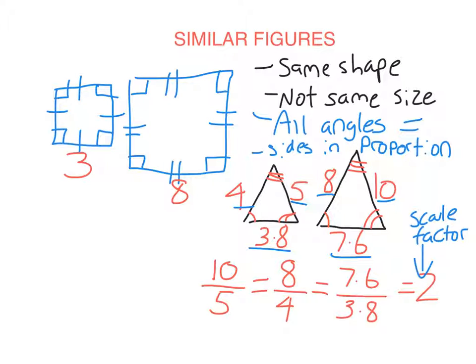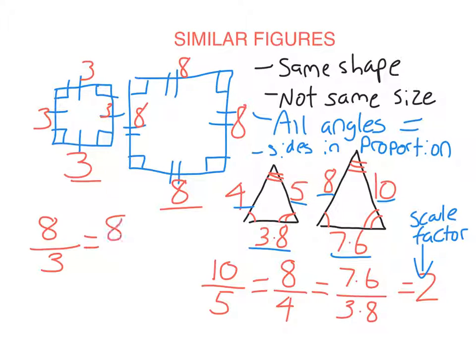So here all angles are equal, but each side in the larger square divided by its corresponding side in the smaller shape is 8 over 3. So these all must be 8 and these all must be 3. You can see if I take any side in the larger square, divide it by its corresponding side in the smaller square, I get 8 over 3. And that's what the scale factor is. 8 over 3 is like 2.6 recurring. So we've enlarged the smaller figure by a factor of 2.6 recurring.